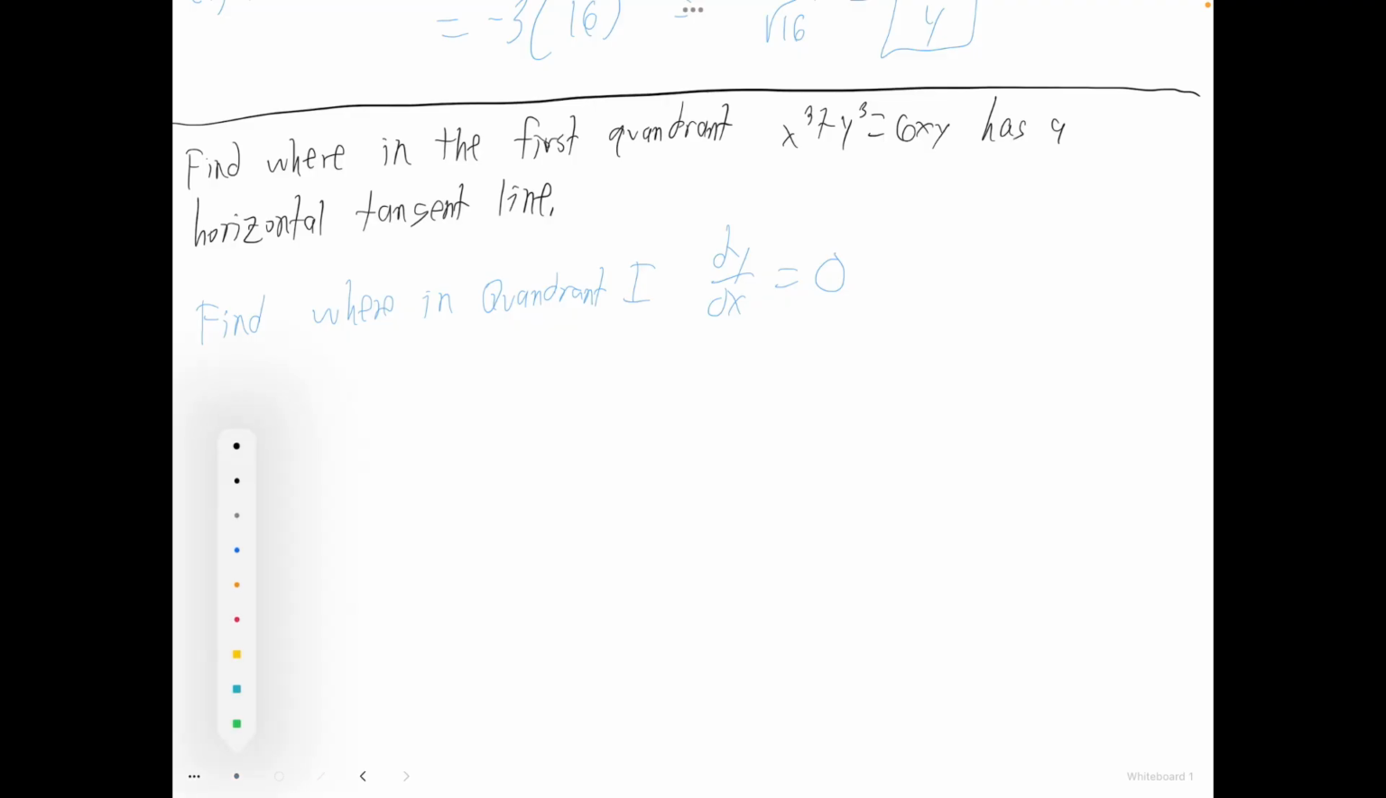And to do that, we're going to need an implicit derivative. So we're going to take the derivative of the left side and the right side separately. So we'll take the derivative of x cubed plus y cubed and the derivative of 6xy. So x cubed plus y cubed is going to behave basically the same way x squared plus y squared did. So we're going to get 3x squared plus 3y squared dy over dx.